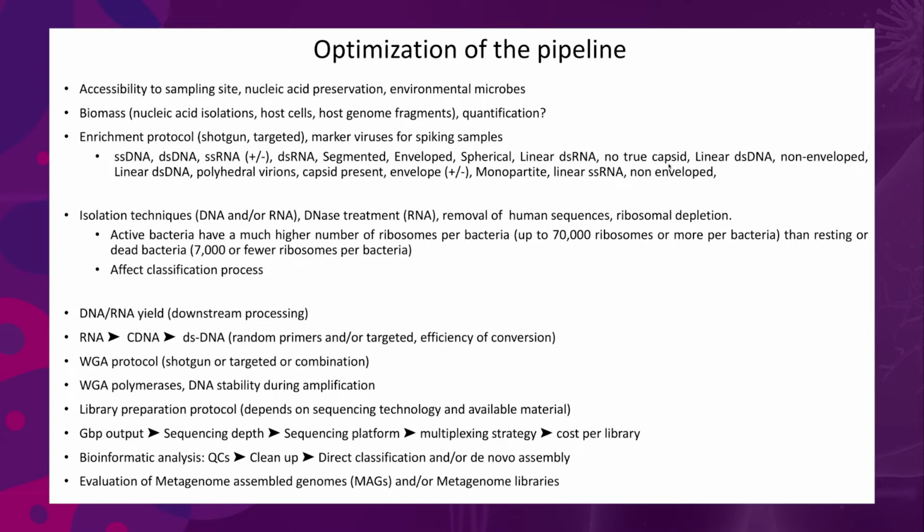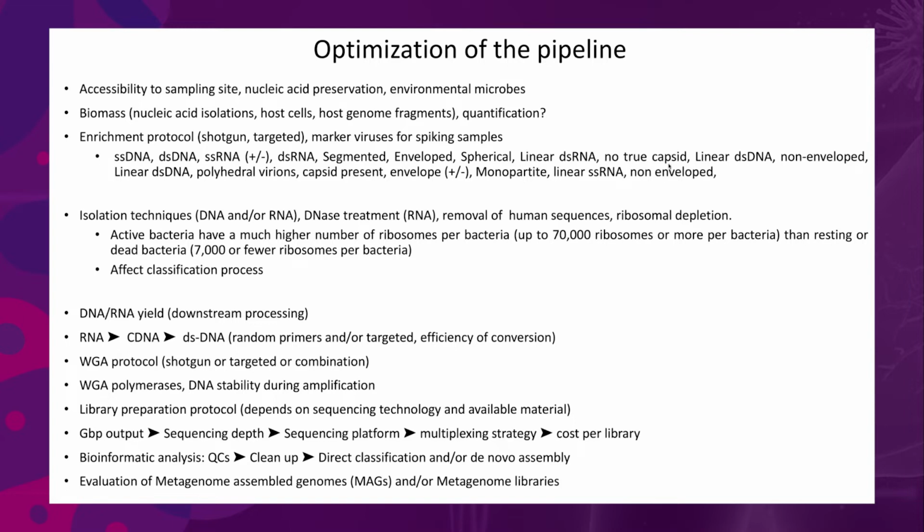So over here is a list of some major decisions or challenges we have during the experimental part of metagenomics. And the questions start with the SOP, the standard operating procedure, the type of tool that we're going to use for getting the specimen. Of course, this depends on the accessibility to the sampling site. We need to take steps in order to preserve nucleic acids and, of course, protect our sample from contamination with environmental microbes. The second important thing is the biomass.